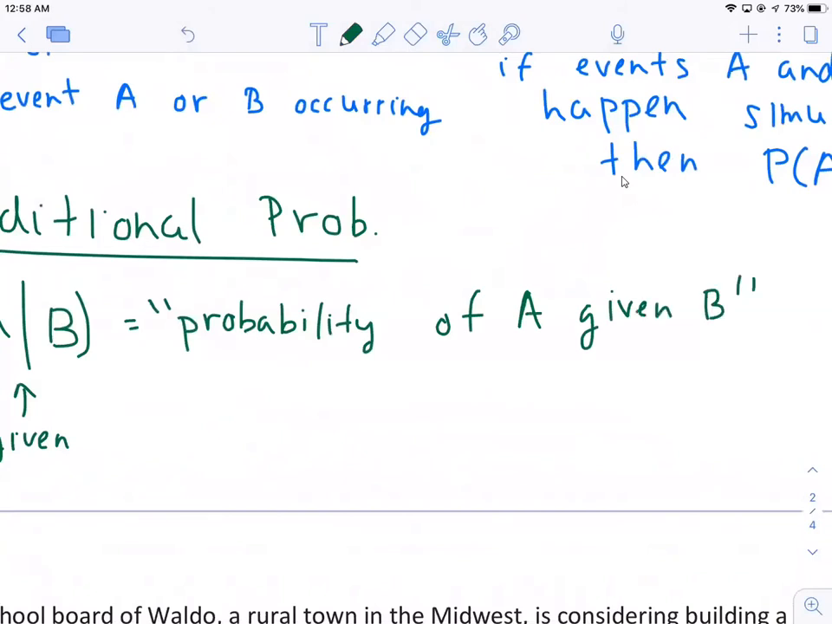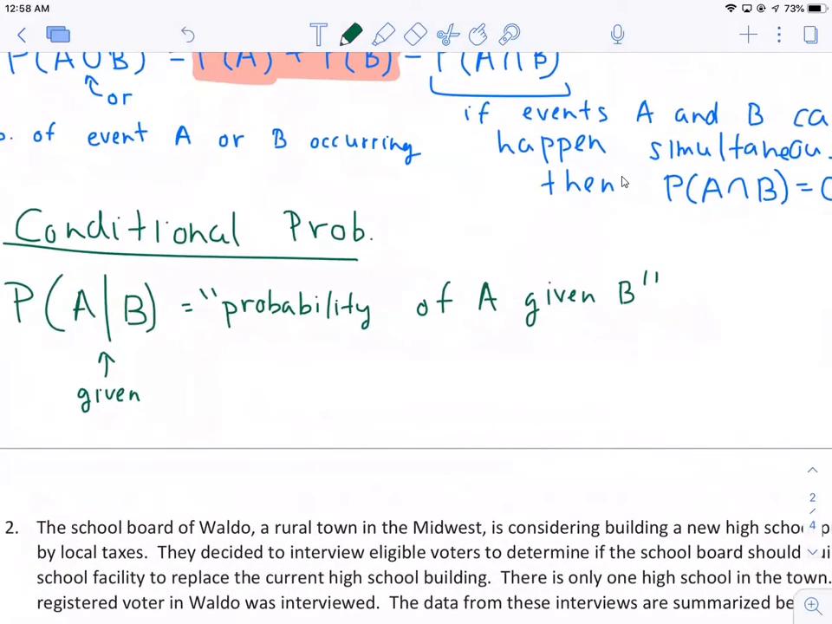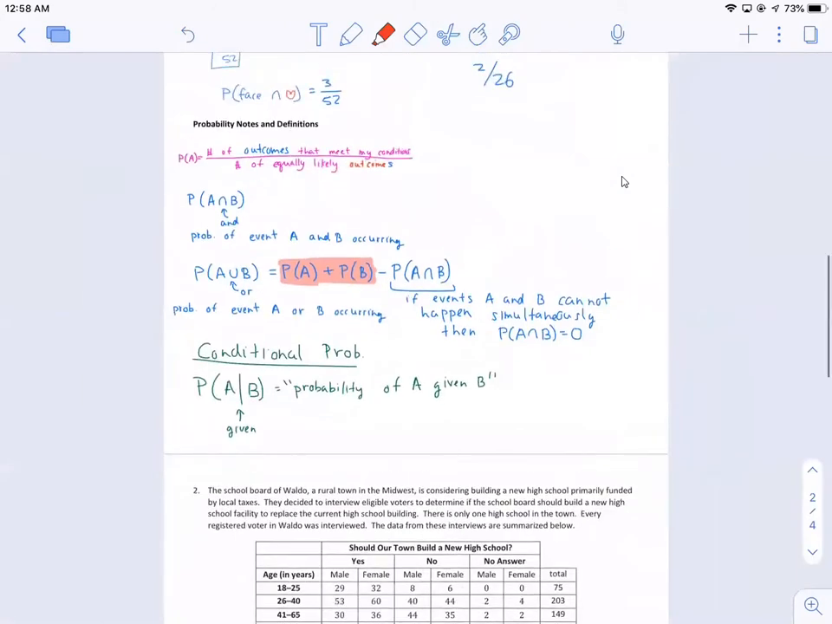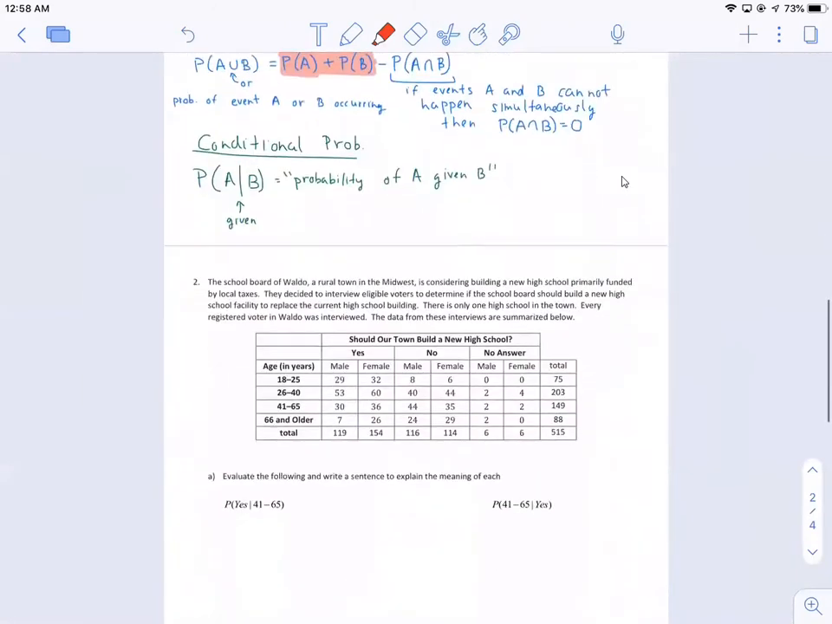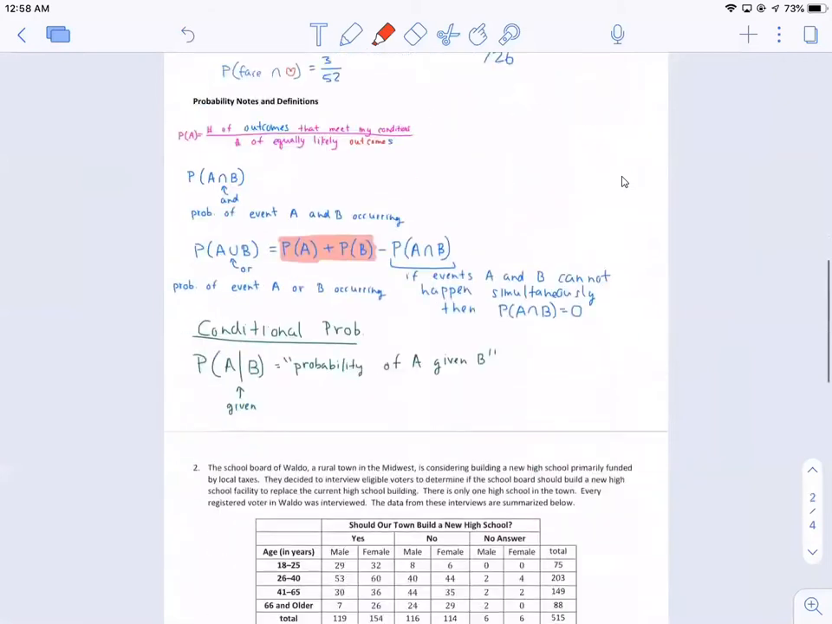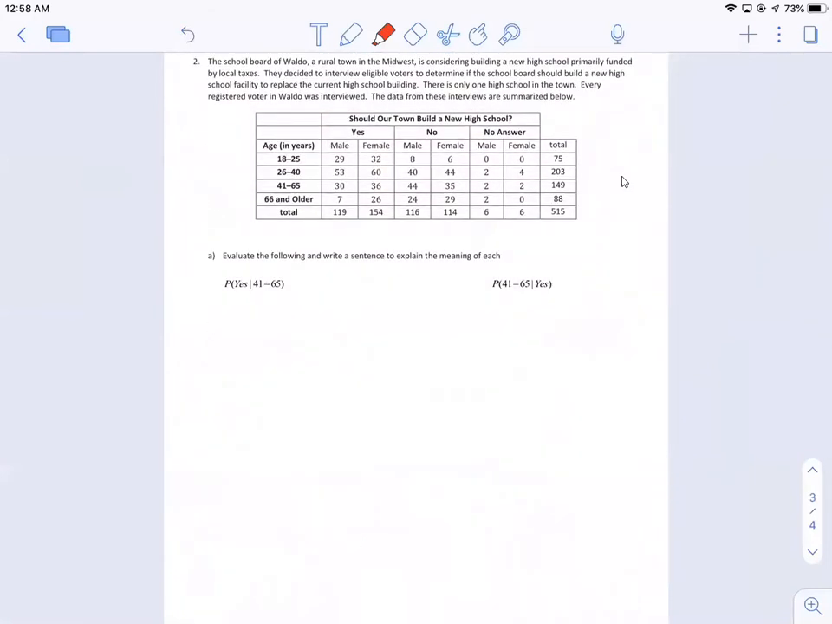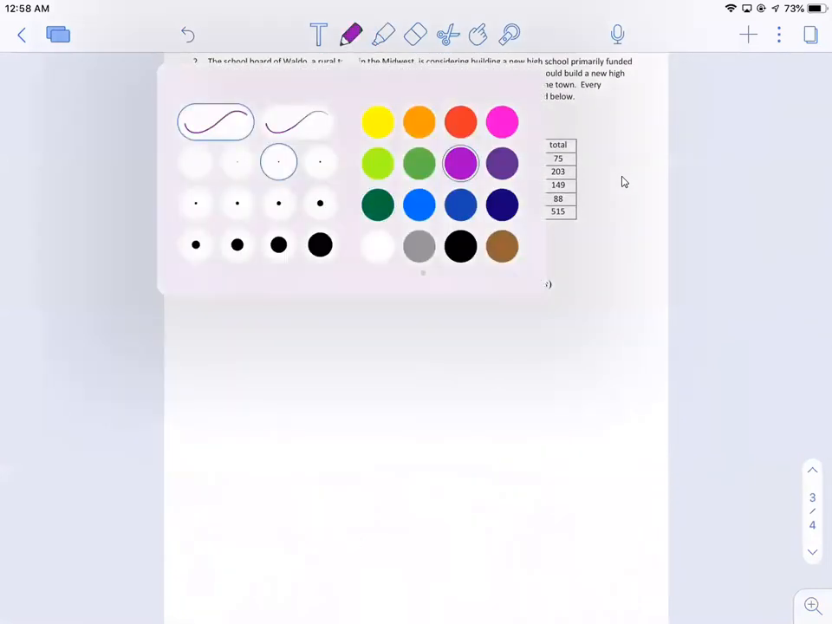Right, so nothing too crazy. Again, it's saying under the condition that B has already happened, right? That's a given. Now, what is the chance of A happening after this has already happened? So I'm not even going to write those out again. Okay, let's keep going. So, whole lot of writing here.